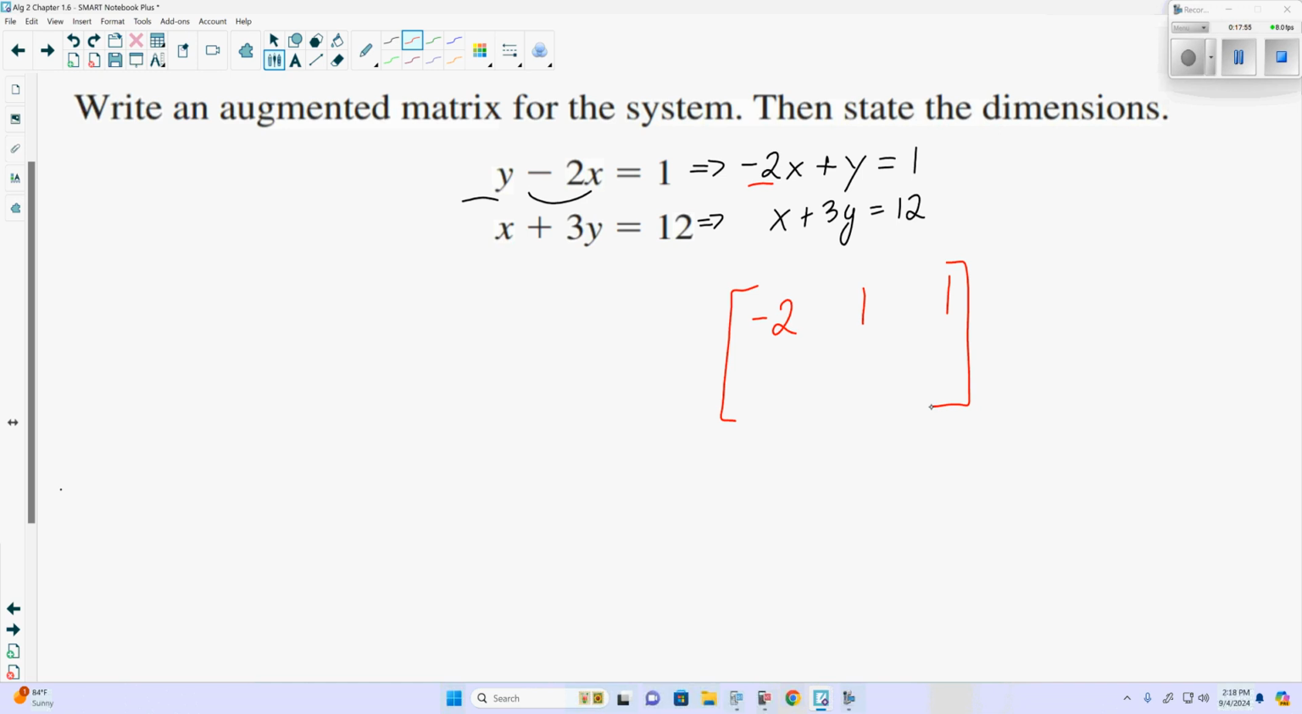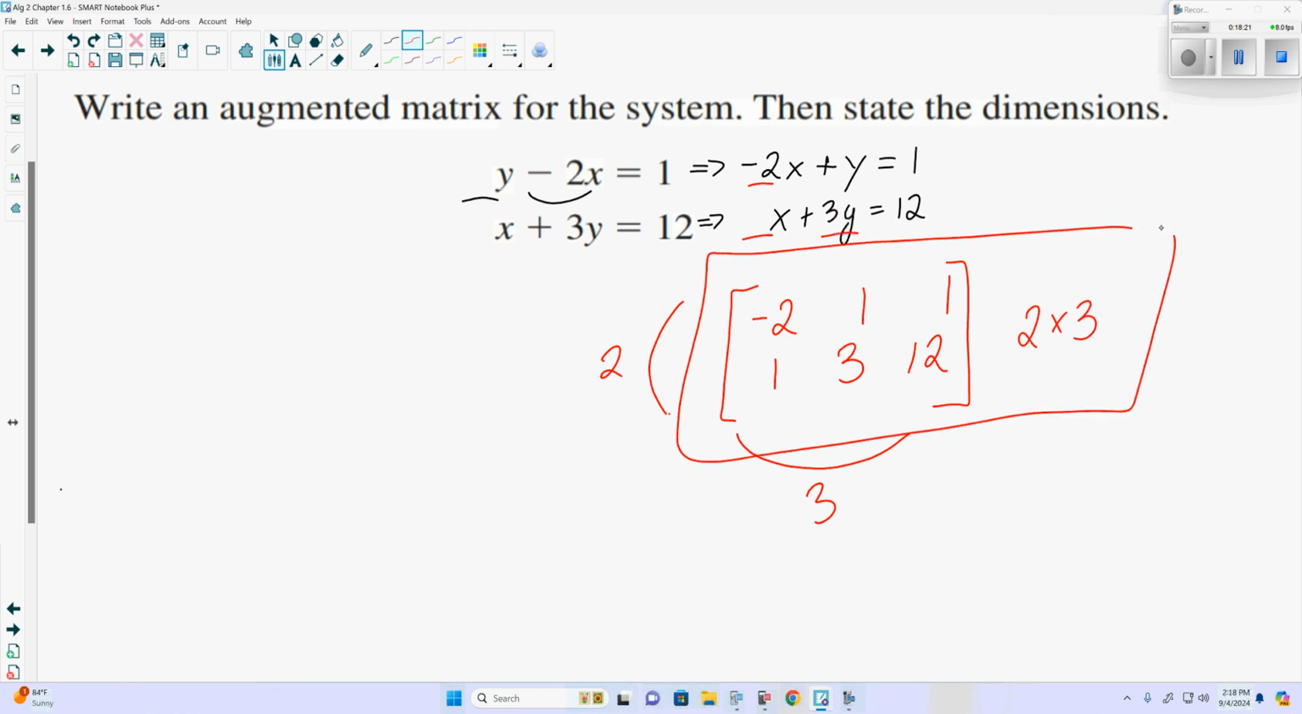Questions on this so far? Let's go to the second equation. The number in front of x, the number in front of y, and it's equal to... almost. State the dimensions. So how many rows does this have? 2 rows. How many columns? 3. So it is a 2 by 3. That's it.